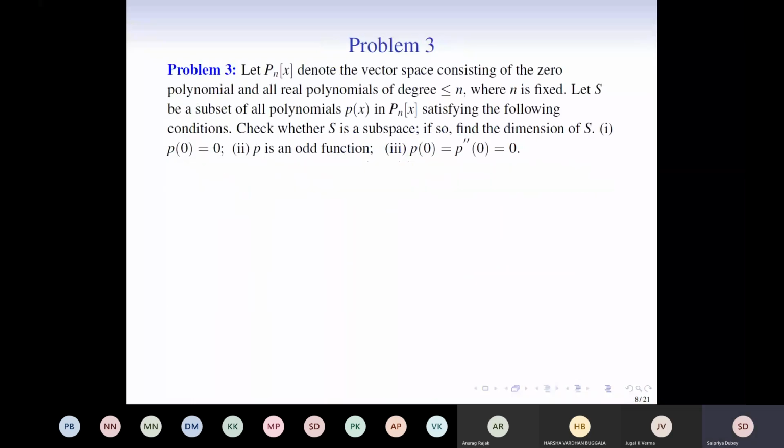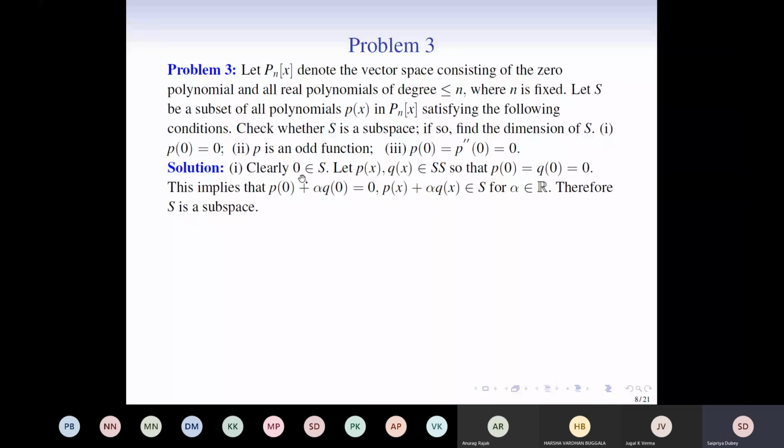In the first part, we need to find the dimension of S. The first condition says that p(0) equals 0. So clearly 0 belongs to S. The zero polynomial has value 0 at all points. Therefore, p(0) equal to 0 is satisfied. Right. Next, we assume p and q to be in S, so that p(0) equals q(0) equals 0. And this implies that p(0) plus alpha times q(0) is equal to 0. Therefore, this particular element also belongs to S.